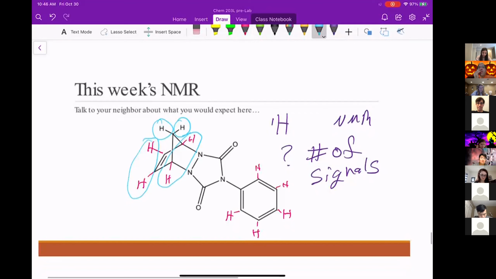Now down here on the aromatic, I'm really not sure. I could see this aromatic giving me 1, 2, or 3 groups. I could see all 5 of these appearing equivalent. Or maybe we're going to get these 2 and these 3. Or maybe we're going to get full resolution: these 2, and that 1. If we did that, 1, 2, 3, 4, 5, 6, 7, I think we're going to get at least 7 signals. So let's see what we do get.